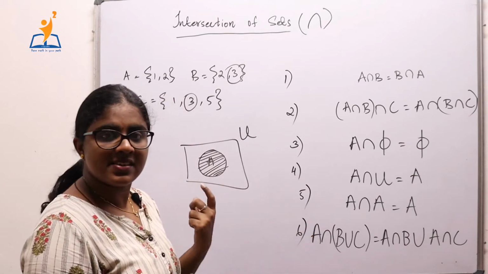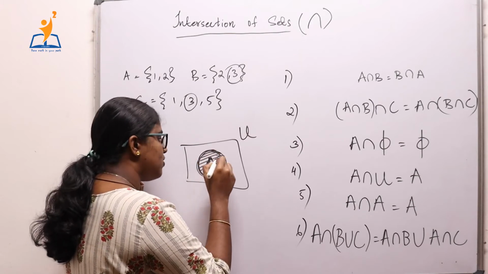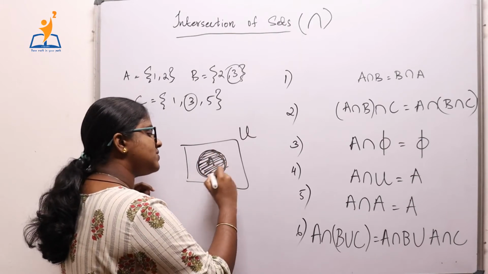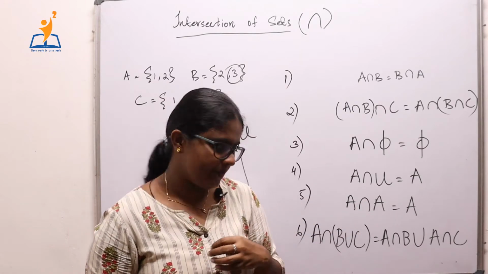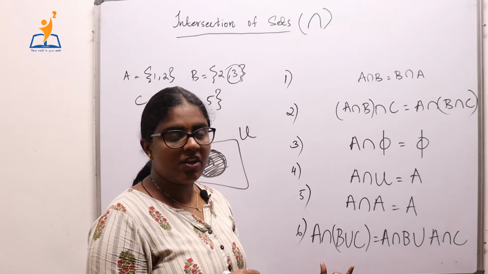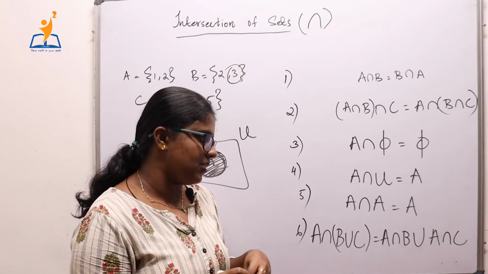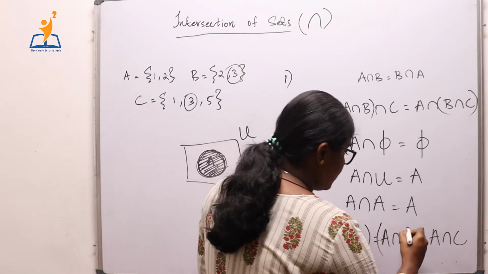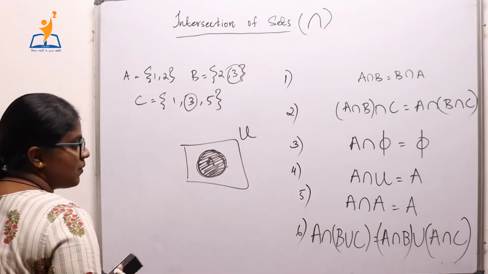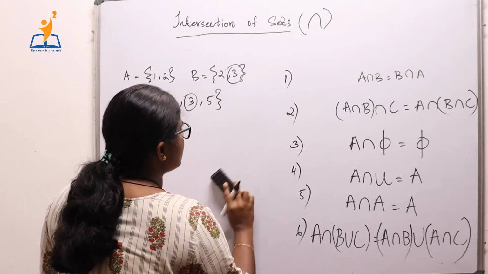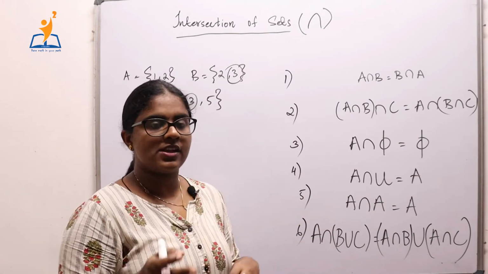Now what is A intersection A? Here also we have A. So what are the elements common to A and A? It's A itself. So A intersection A is again A. Now this is the distributive property, that is A intersection B union C is equal to A intersection B union A intersection C. We can solve this also using Venn diagram.